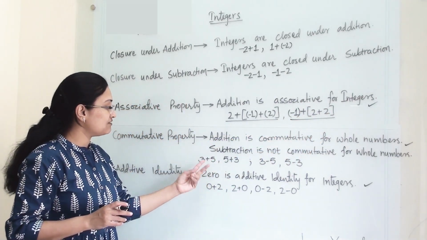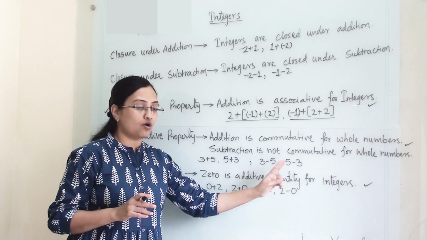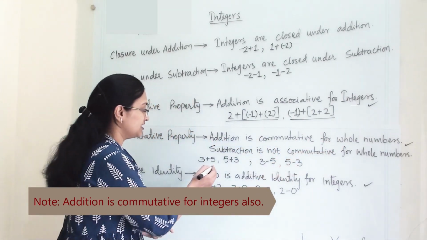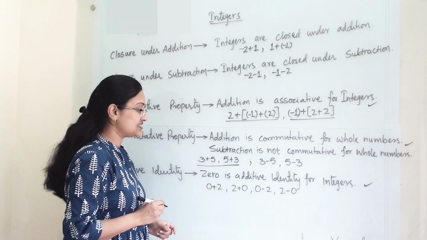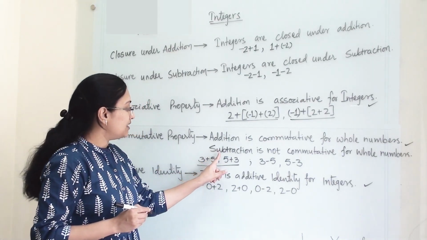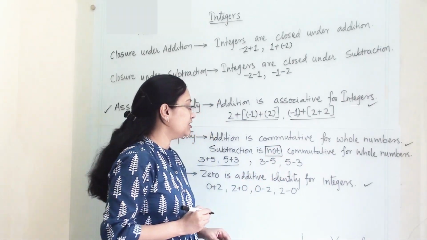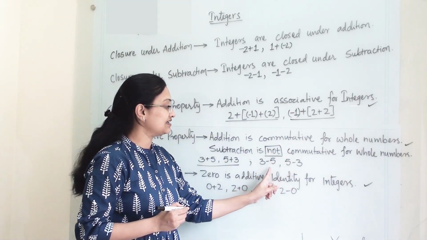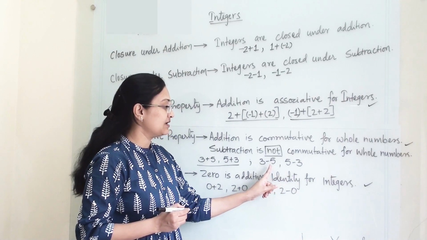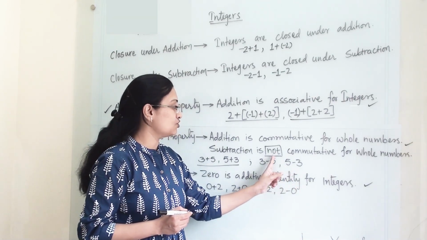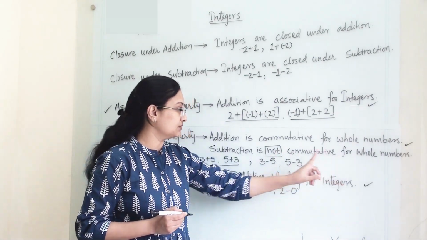Commutative property: here we are changing the order of the numbers. Addition is commutative for whole numbers, that is for this. We will get the same answer. But subtraction is not commutative for whole numbers. Why? Because here we will get a different answer. Here we will get -2 and here we will get +2. So that's why it is not commutative for whole numbers.